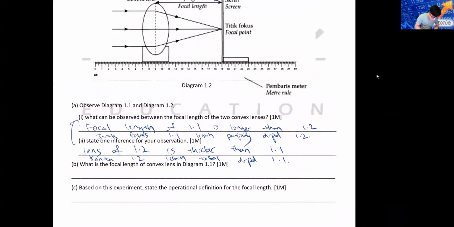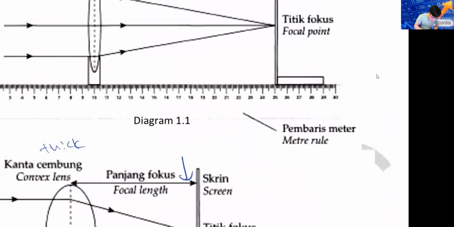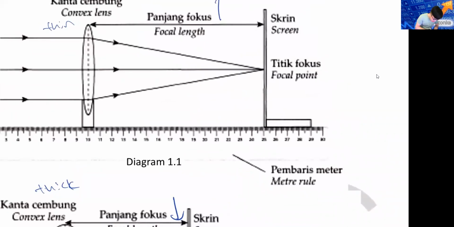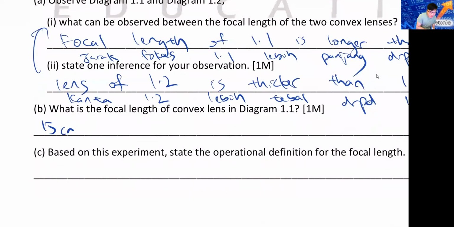All right, so let's look at B. What is the focal length of the convex lens in diagram 1.1? Okay, so you look at what's the focal length, from here to here. If you don't know how to read a ruler, go back to kindergarten, seriously. This is 10 cm, this is 25 cm. So from 10 cm to 25 cm, that's 15 cm lah. Like I said, no studying involved. Don't tell me you don't know how to read a ruler.